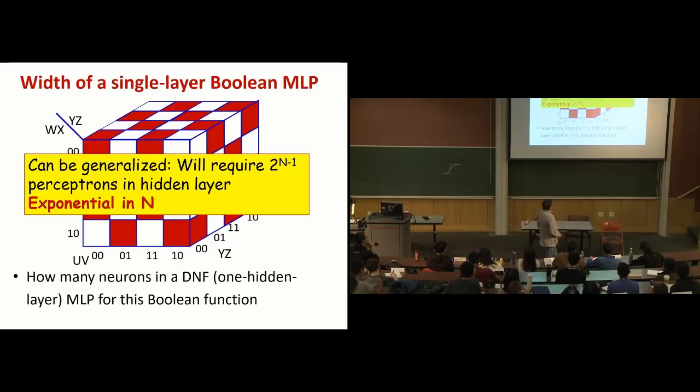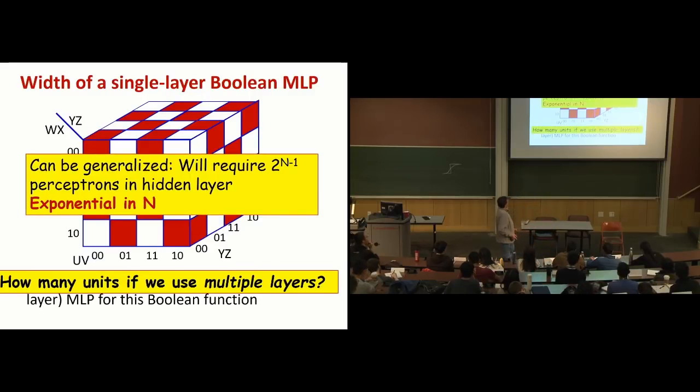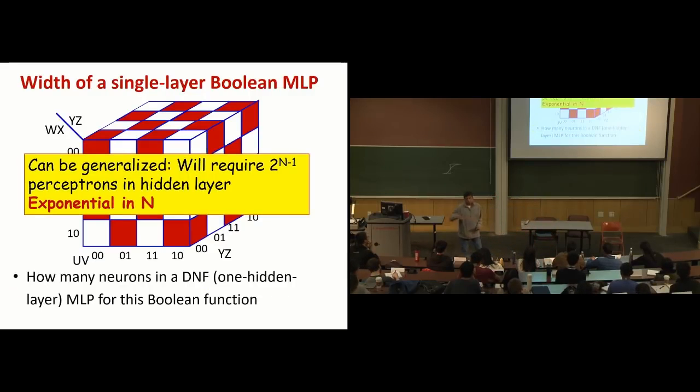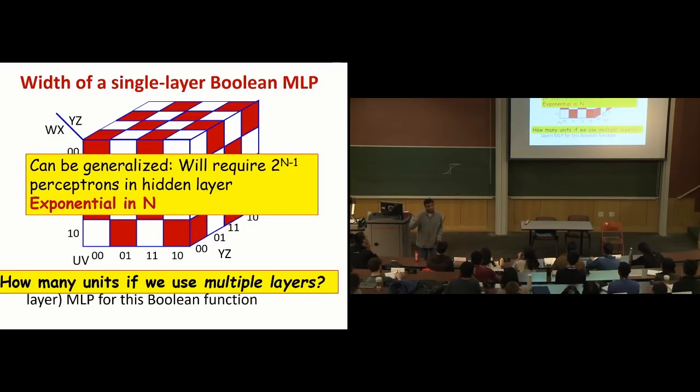So although you can actually compose this whole function using just one hidden layer, that hidden layer is going to be exponentially large in the size of the input, right? What happens if I make it deep? Can you see how this would actually be reduced if I make it deep? Anybody?